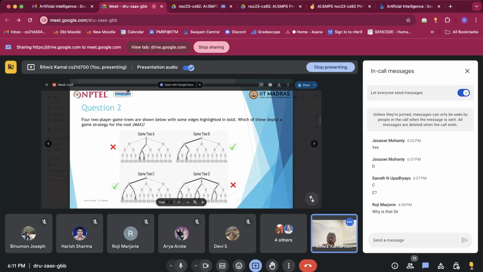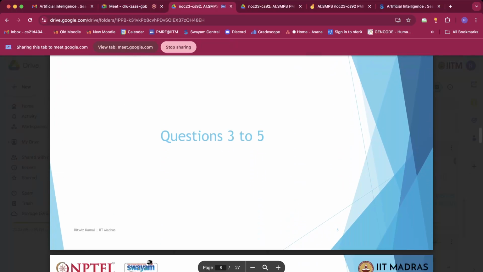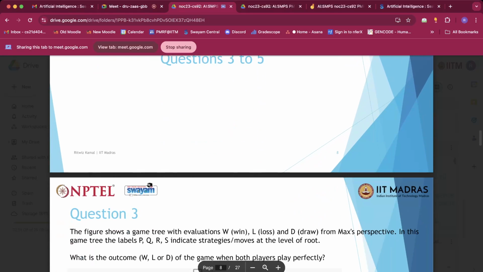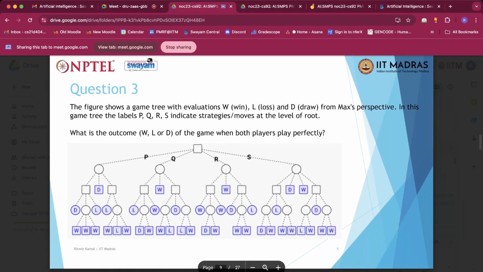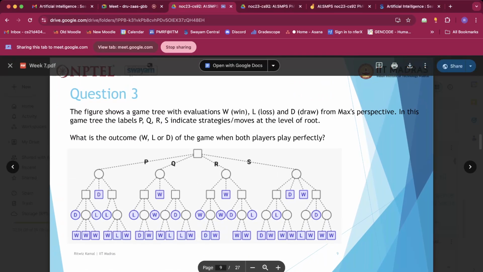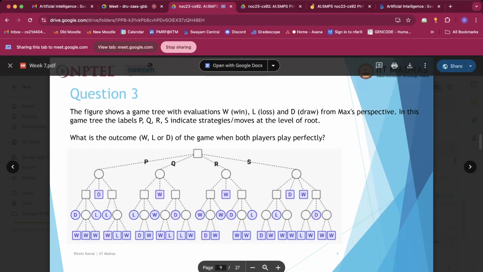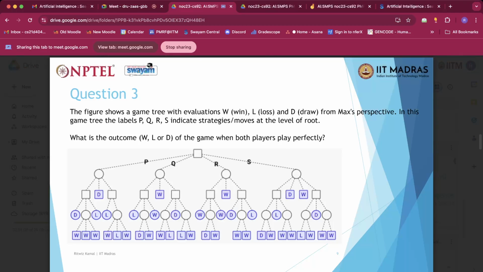Cool then. So I think this should be clear. Let's move on to the next question, which is questions 3 to 5. Now we will deal with filling up actual game trees. Here in question 3 we are shown a game tree with evaluations win, loss or a draw, again from a max perspective. So we will again assume that the root node is a max.